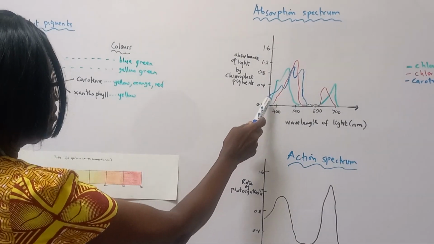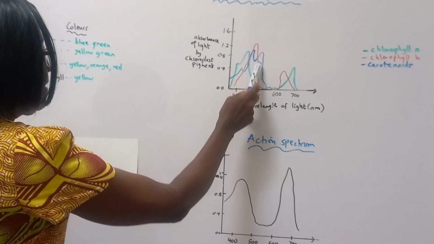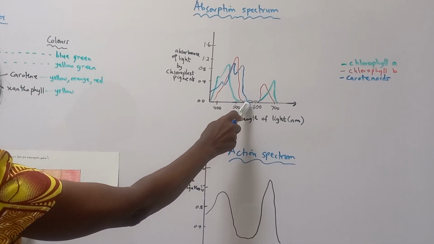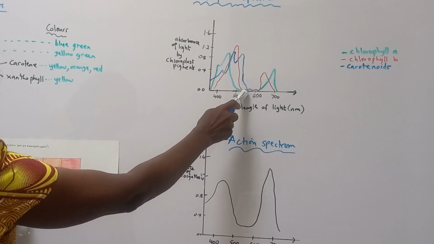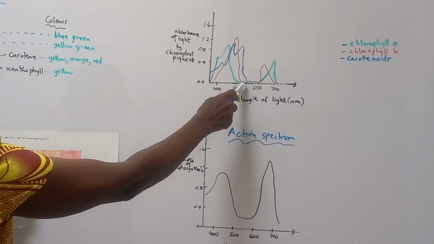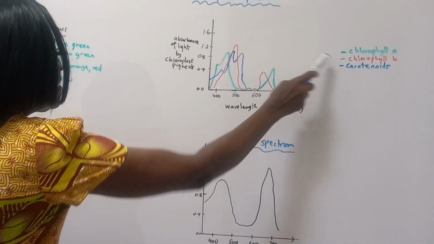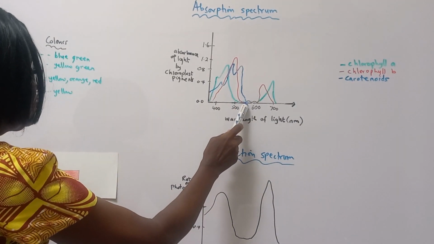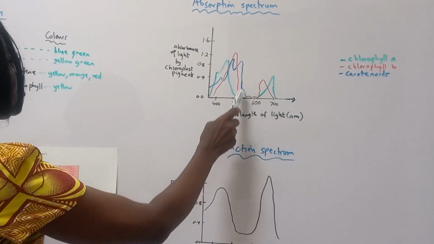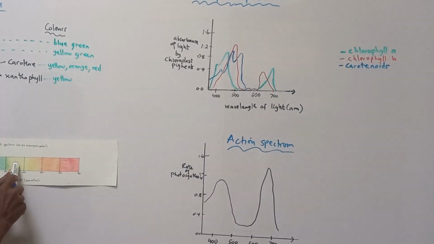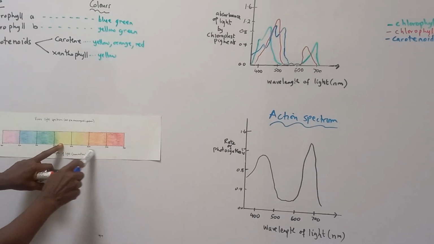Yes, let's look at the carotenoids. Carotenoids absorb light for photosynthesis from 400 up to around 550. From 550 onward, carotenoids do not absorb light for photosynthesis, and it agrees with the colors here: carotenoids reflect the light.